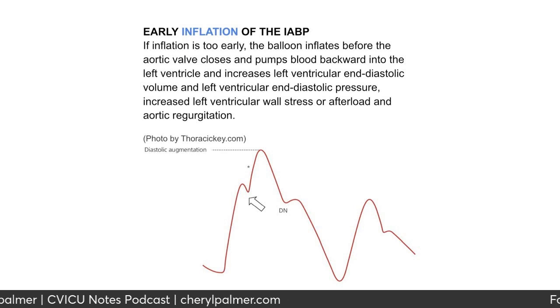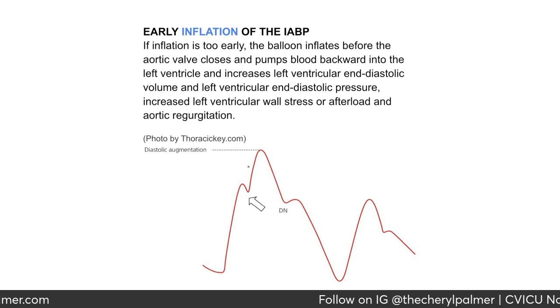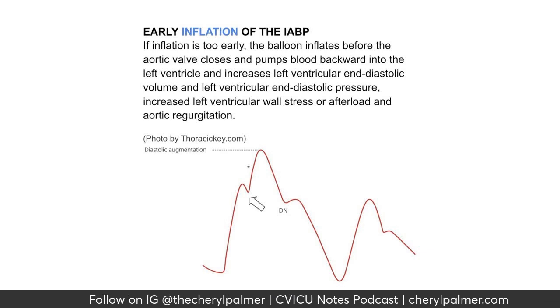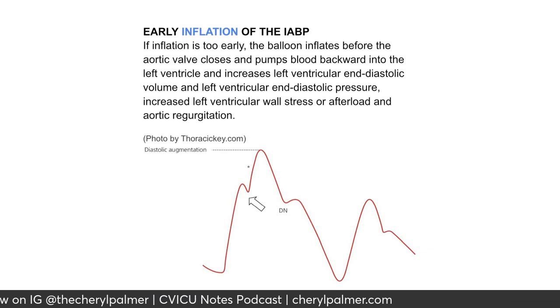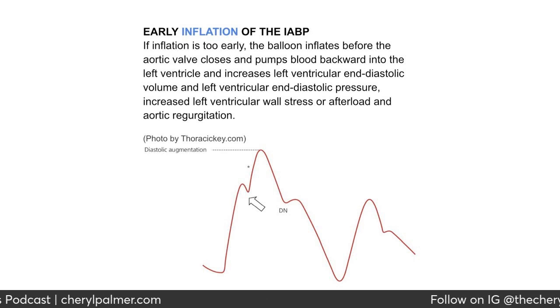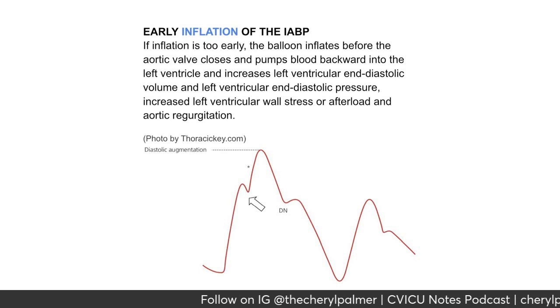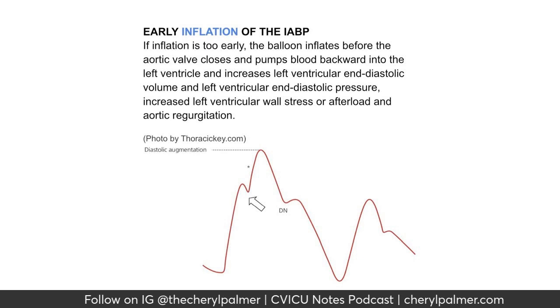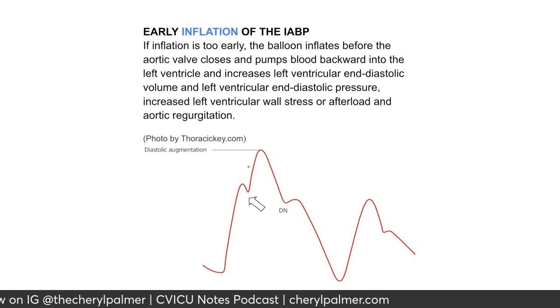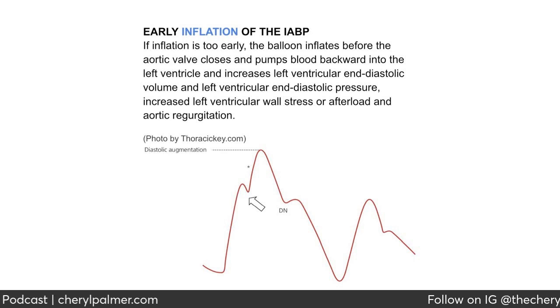This picture shows an early inflation of the balloon pump. If inflation is too early, the balloon inflates before the aortic valve closes and pumps blood backward into the left ventricle, and increases left ventricular diastolic volume and left ventricular end diastolic pressure, increases left ventricular wall stress or afterload, and causes aortic regurgitation. That's why it's important to look at your waveforms and make sure they're normal for the balloon pump.